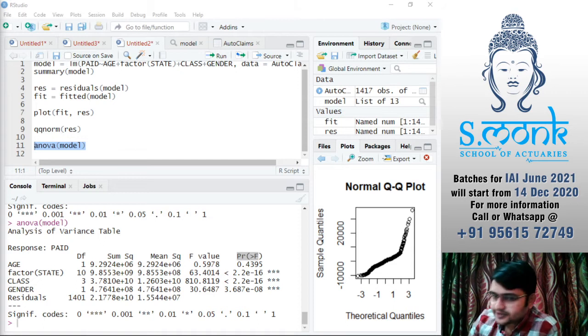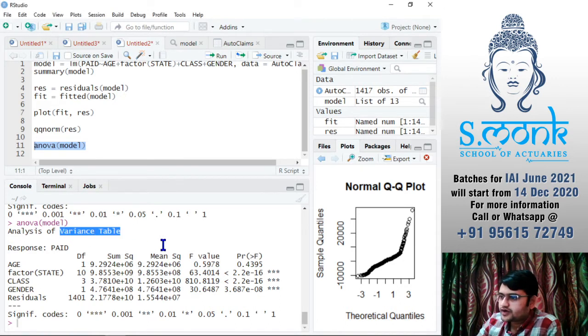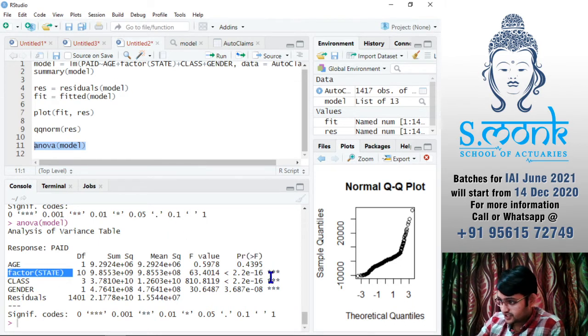So let's start. Now we were talking about ANOVA. In ANOVA, you'll just go for the ANOVA table where they have given us degree of freedom, sum of squares, mean squares, F value and probabilities. We are only looking for probabilities. This just says that the relationship that we were checking for in this factor state is very significant to us. Class is also very significant and gender is also very significant, whereas age is not very significant.